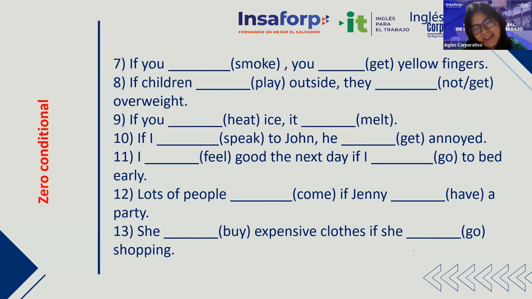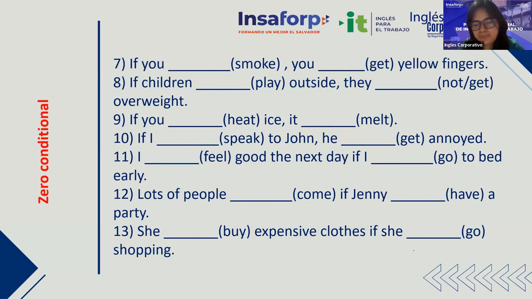Okay. Number 11. If I go to bed early, I feel good the next day. If I go, le vamos a poner am solamente si mi opción del verbo en paréntesis es el to be, si no, no. ¿Ya? I go to bed early.